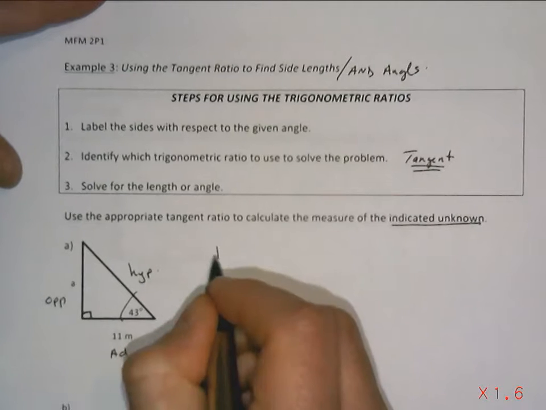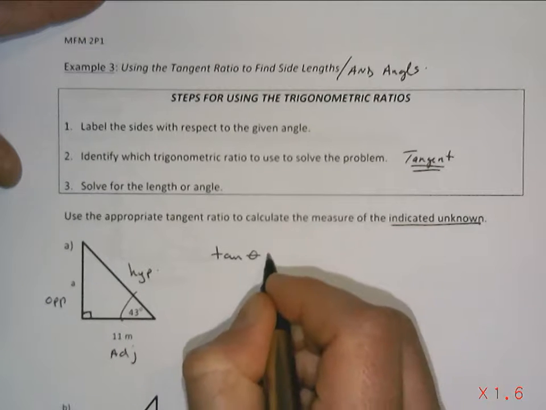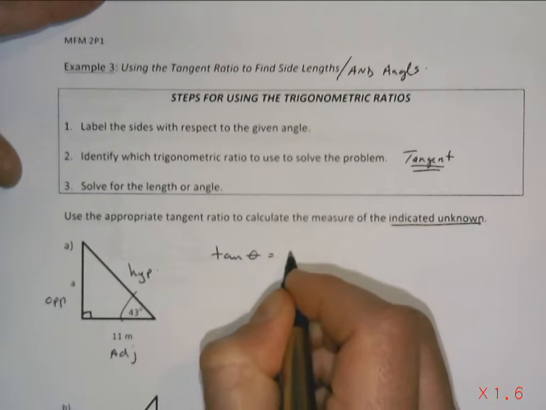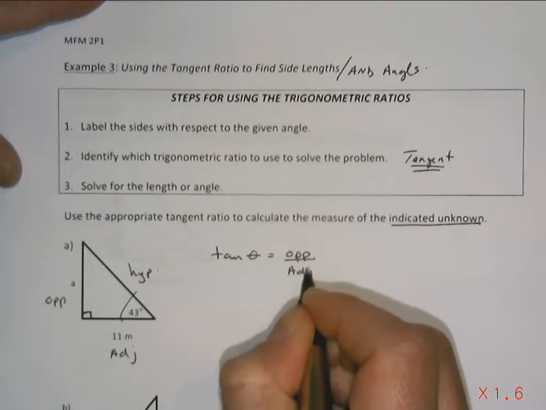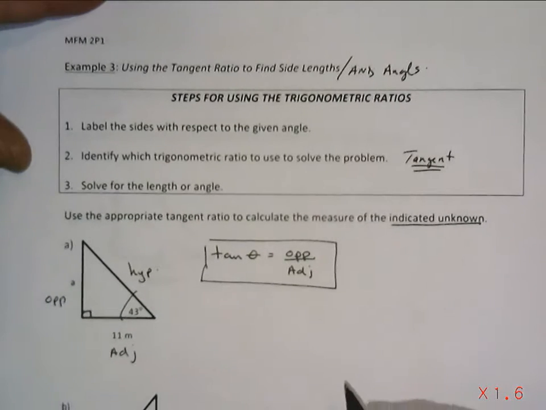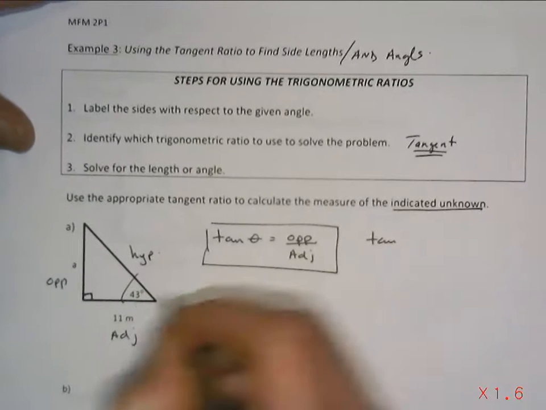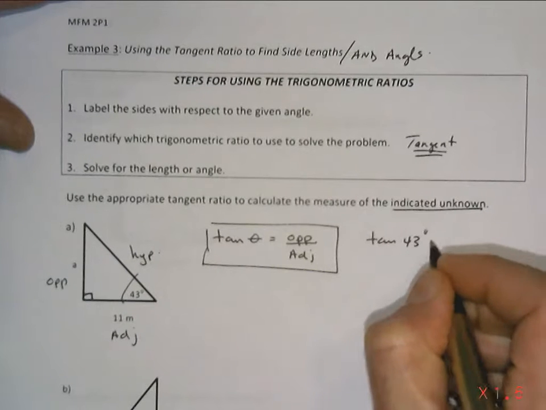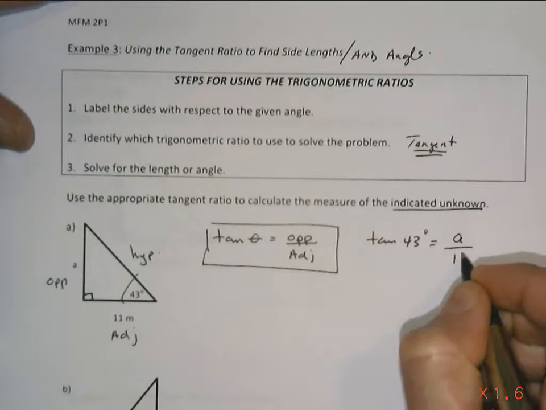So the formula we're going to use is tangent. Tangent of any angle is equal to the side length opposite divided by the side length adjacent. Now that's a formula that you're going to need to commit to memory. So we're going to plug in our numbers now. It's tangent of 43 degrees equals, the opposite is A, and the adjacent is 11.